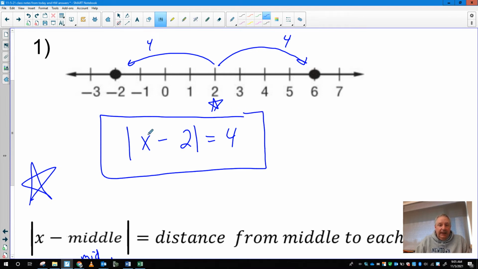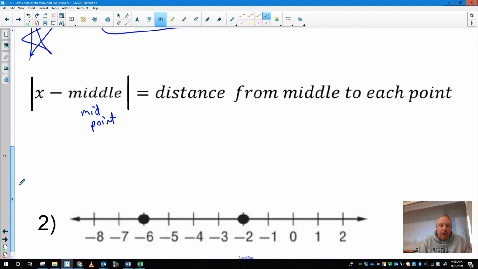What that means is, I'm trying to find these 2 points. They're the same distance from 2. 2 is the middle, so this is saying they're 4 inches away from 2. The distance between the middle and my answer is 4 inches. If that doesn't make a lot of sense, if you know the formula, that'll give you the right answer, and it'll make more sense as we practice more.